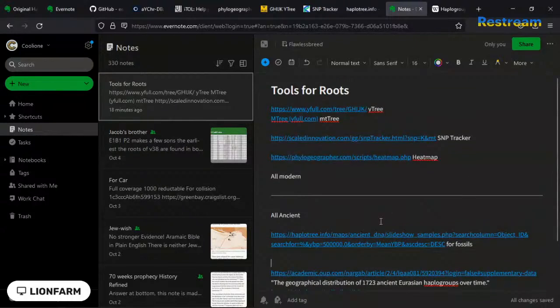That is a tool. These are classic tools. There are more tools, but these are some of the classic tools that are used to find fossils and to find modern connections and SNPs and things like that. And it's just a nice tool to use.